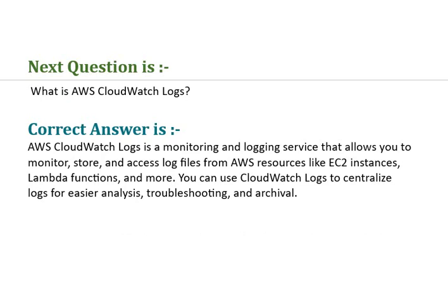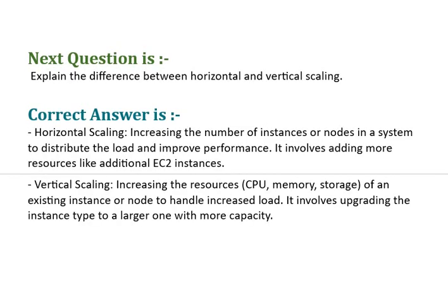Correct answer is, AWS CloudWatch Logs is a monitoring and logging service that allows you to monitor, store, and access log files from AWS resources like EC2 instances, Lambda functions, and more. You can use CloudWatch Logs to centralize logs for easier analysis, troubleshooting, and archival. Next question is, explain the difference between horizontal and vertical scaling.